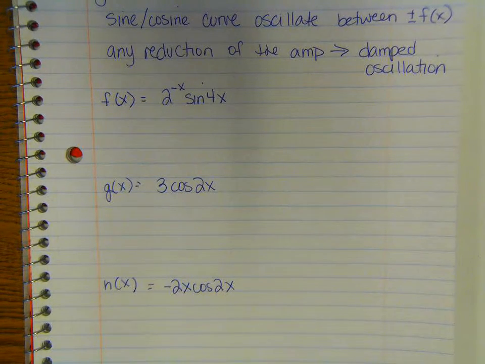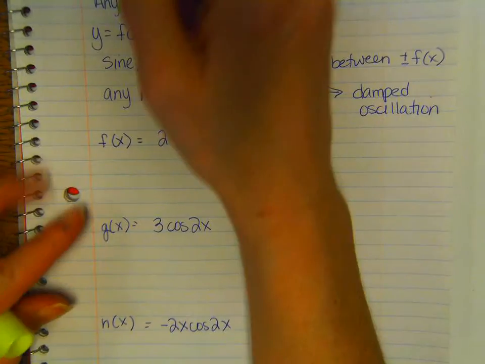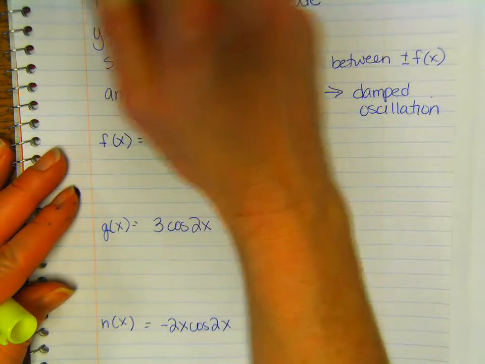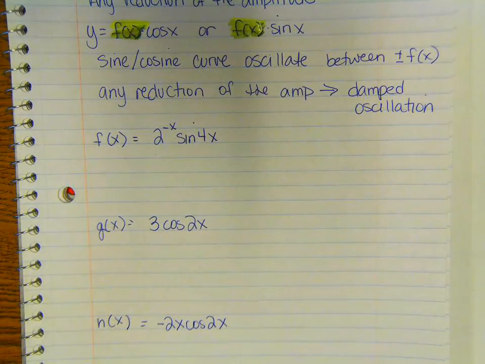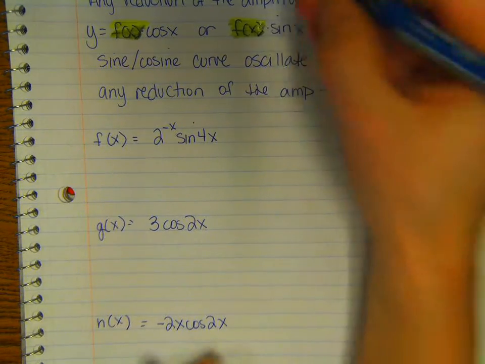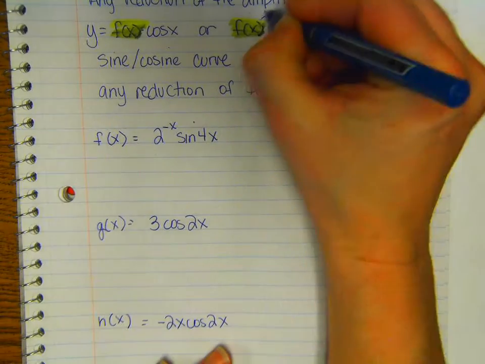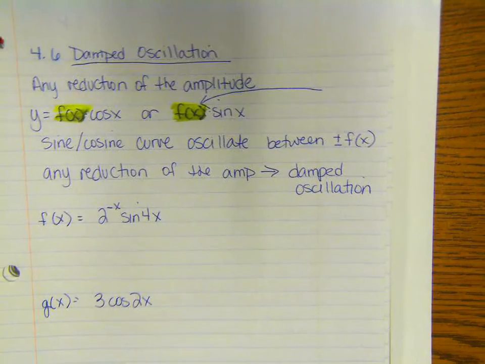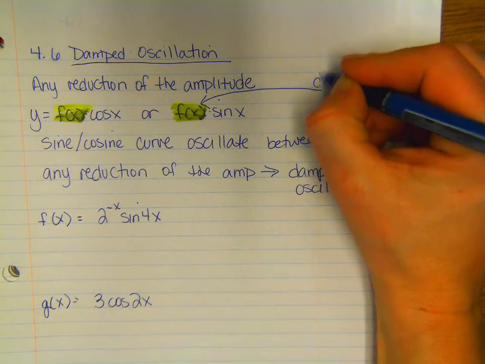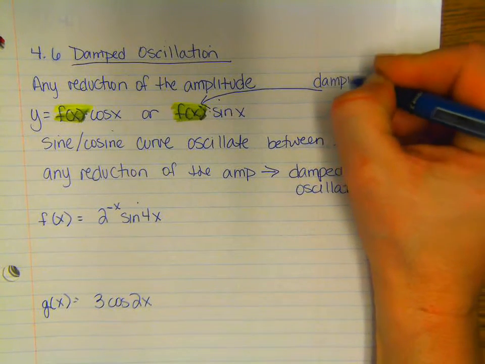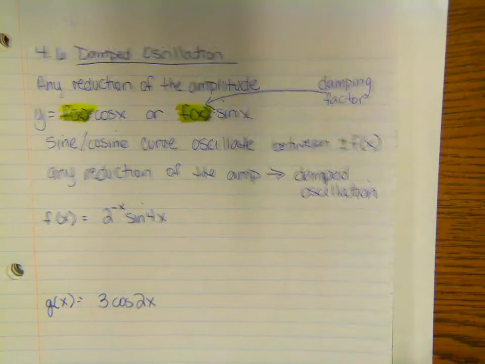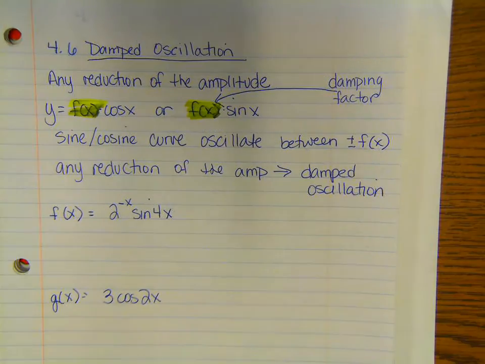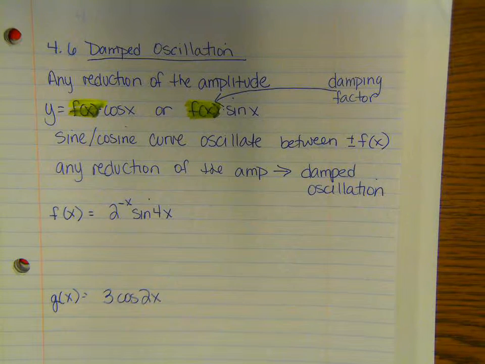By the way, would you put a box around this f of x or something, or write it somewhere else? When we have damped oscillation, we call that, whatever that function is out in front, we call it the damping factor. Call it the damping factor. Okay, and you're going to see why in a second.